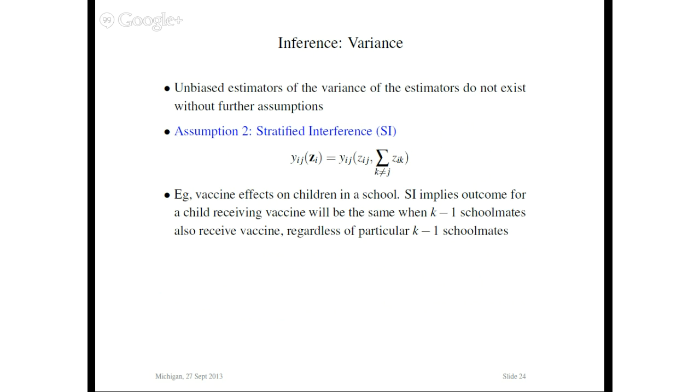So one possible assumption that might be entertained is what we're calling stratified interference. And that says that the potential outcome for individual J in group I depends on their treatment assignment and the sum of the treatment assignment for everybody else in their group. Okay. So if you go back to the school-aged children example in vaccines, what this says is that for student J in the class, their potential outcome depends on whether or not they're vaccinated and how many of the classmates were vaccinated, but not on which particular classmates it is, just on how many other classmates.